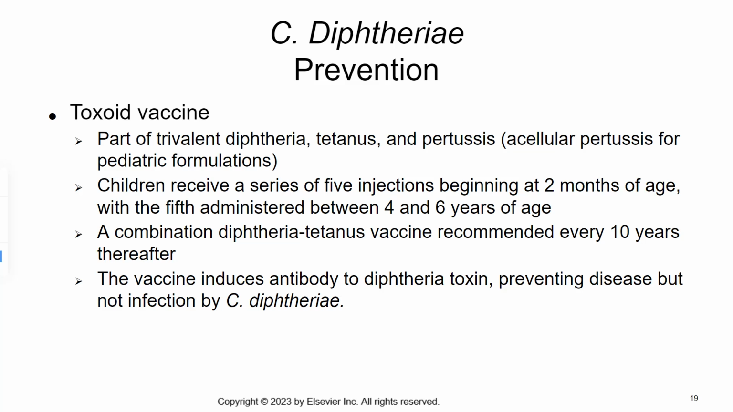Prevention: there is the vaccine. It's part of the trivalent diphtheria, tetanus, and acellular pertussis vaccine for pediatric formulations. Children receive a series of 5 injections beginning at 2 months of age, with the 5th administered between 4 and 6 years of age. A combination diphtheria-tetanus vaccine is recommended every 10 years thereafter. The vaccine induces antibody to diphtheria toxin, preventing the disease, but not infection by C. diphtheriae.